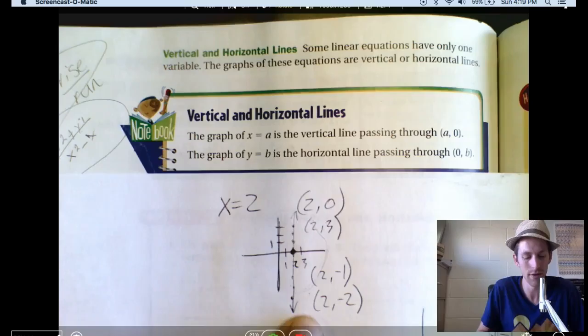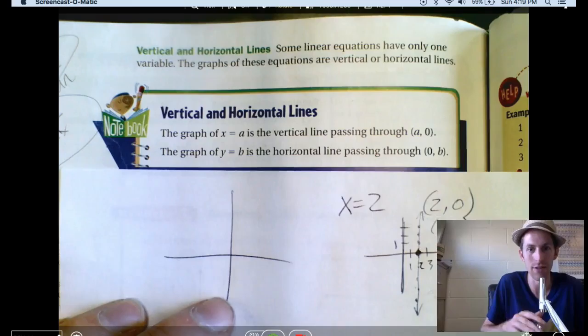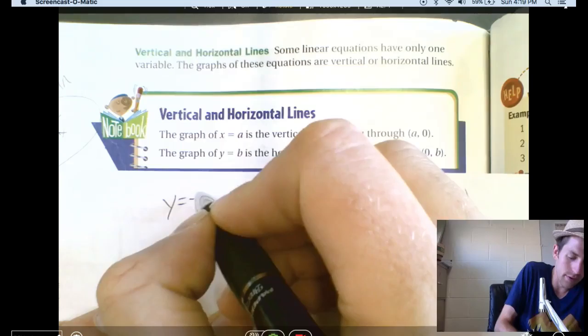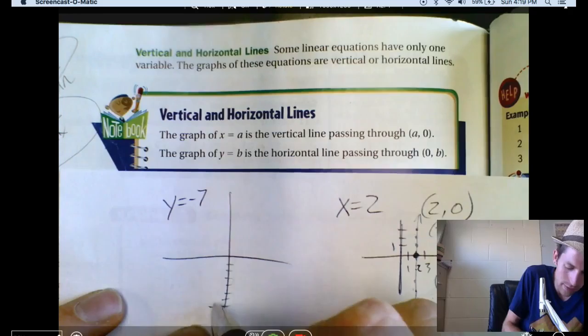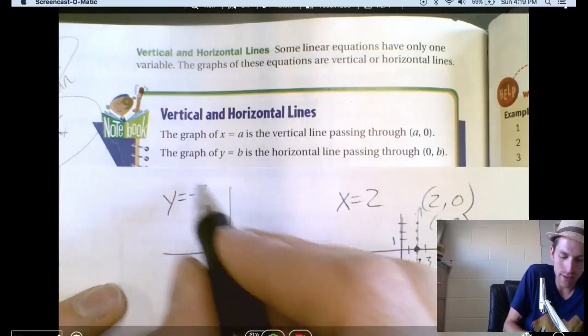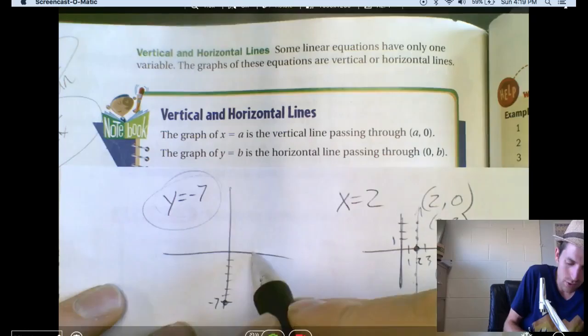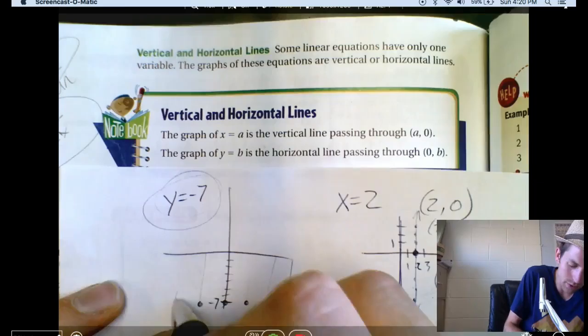And conversely, that's a cool word. Try and use that one. Like vice versa, or flip that around. If you've got y equals negative 7, you go to negative 7 on the y-axis, and y is always going to be negative 7 in this, if you're graphing that. Y is negative 7 here. Y is negative 7 there. What kind of line does this y equals something make? It makes a horizontal line.